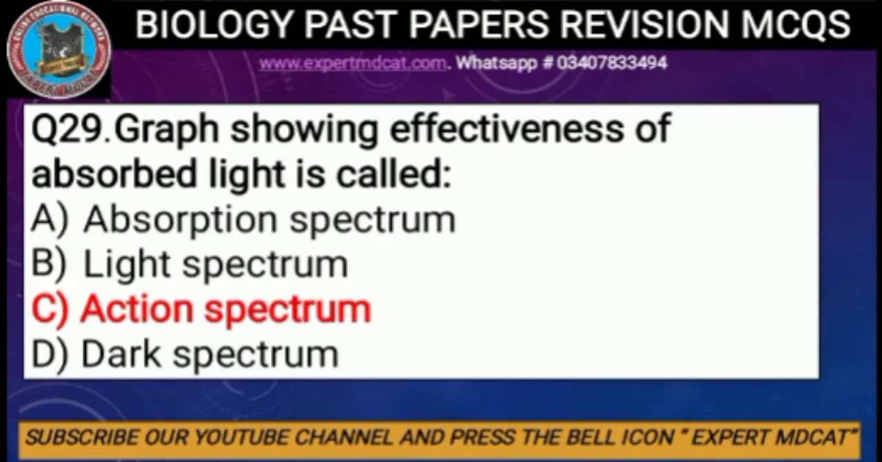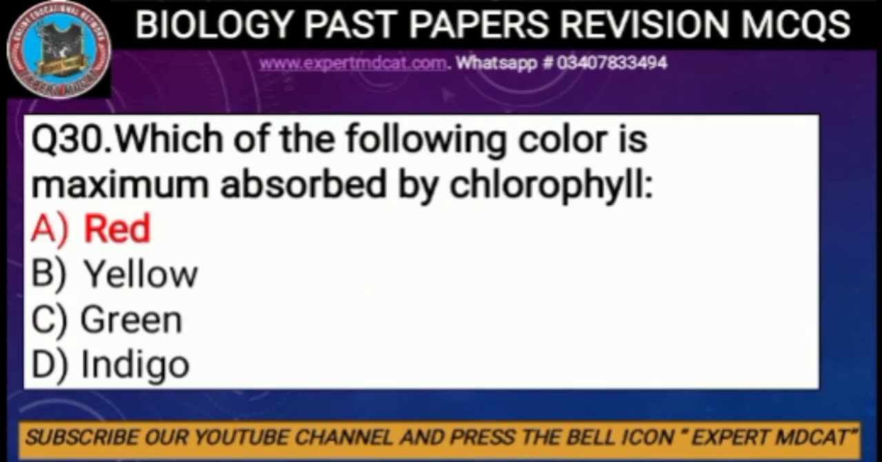Question number 29: the graph showing effectiveness of absorbed light is called the action spectrum. Question number 30: which one of the following colors is maximally absorbed by chlorophyll? Chlorophyll absorbs mainly violet-blue and orange-red colors. So the correct option is A, that is red, and green, yellow, and indigo are the least absorbed by chlorophyll, and the most absorbed is red. So the correct option is A.